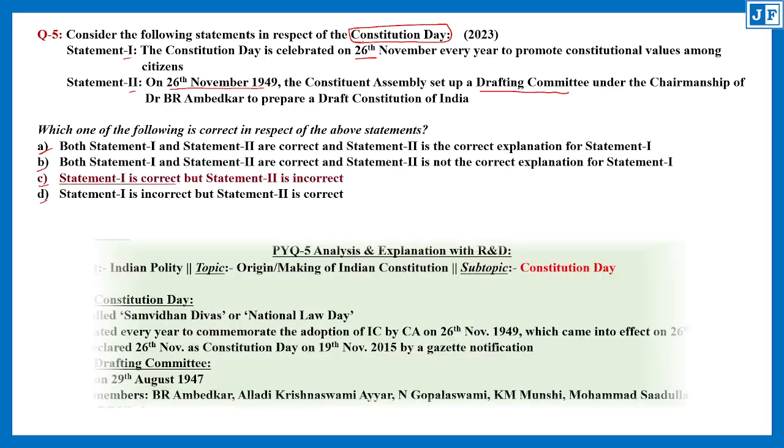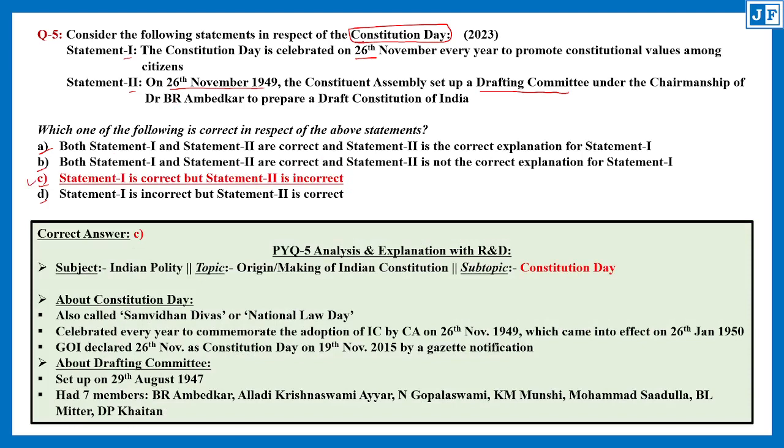Correct option is C. Because the drafting committee was set up on 29th August 1947. This makes this statement wrong. And Constitution Day is celebrated on 26th November every year since 2015. The question has been framed from Indian Polity. Topic is origin or making of the Indian Constitution.